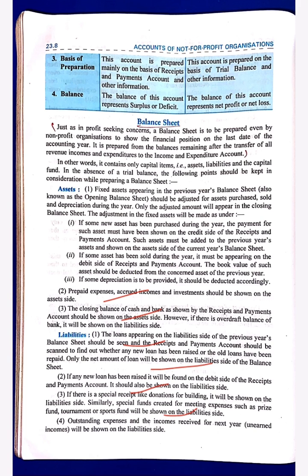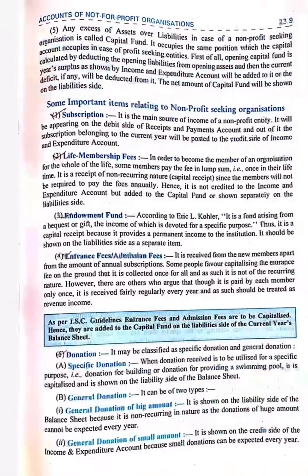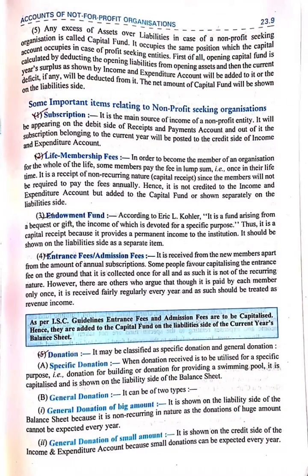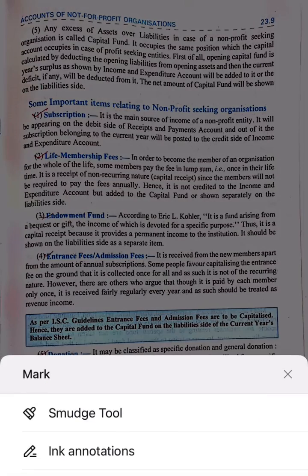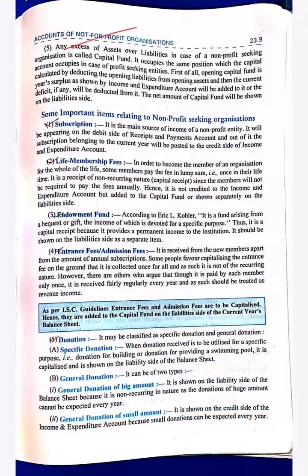If there is any special receipt like a donation for building, meaning a capital nature receipt of donation and so on, it will be transferred to the liability side. Outstanding expenses will also be transferred to the liability side. Now, any excess of assets over liabilities in the case of a non-profit organization is called capital fund. It's called capital fund. The opening balance sheet will be prepared to find out the capital fund.